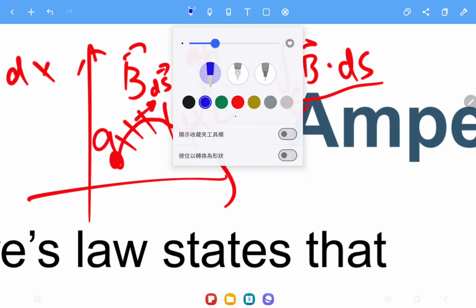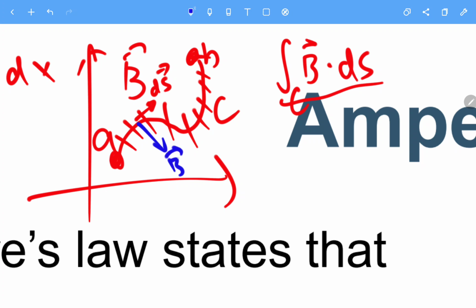For example, if B at this point is pointing in this direction, you calculate B dot ds for this part, and it becomes a scalar. For every part, for example this is ds and B is pointing in that direction, you can simply calculate B dot ds at every point. It's just a dot product, or inner product, so every part becomes a scalar. Then you add them together, and it becomes a line integral.